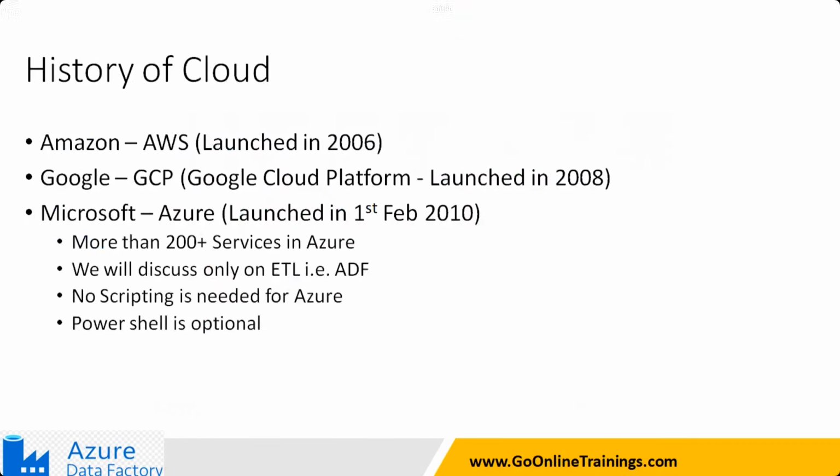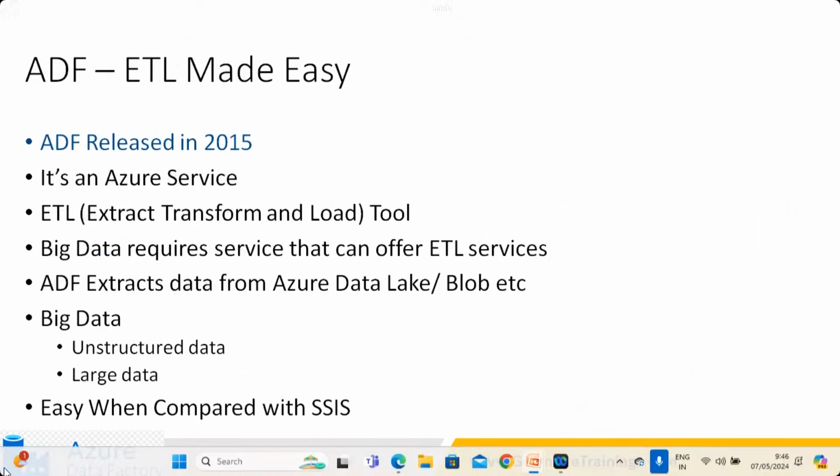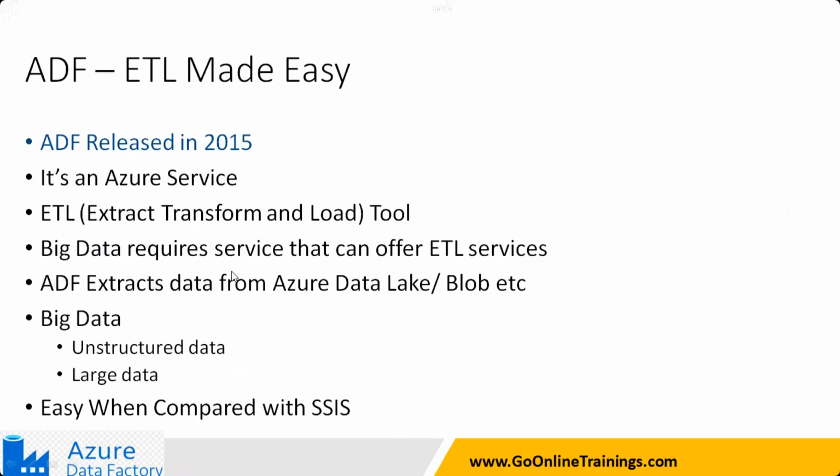So if you see, what is ADF? ADF is completely ETL. ADF was released in 2015. It's an Azure service. ETL, extract, transform, load. So you will be able to perform these operations. When you have a big amount of data, big data requires a service that can offer ETL services. ADF extracts data from the Azure Data Lake, blob storage. What is a data lake? What is blob? We'll also understand. Big data will have unstructured data, large amount of data.